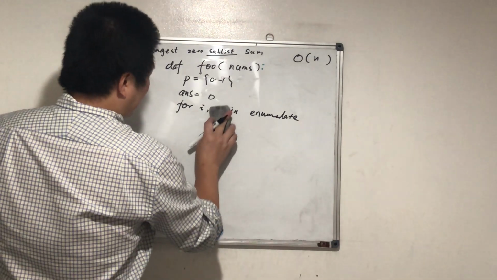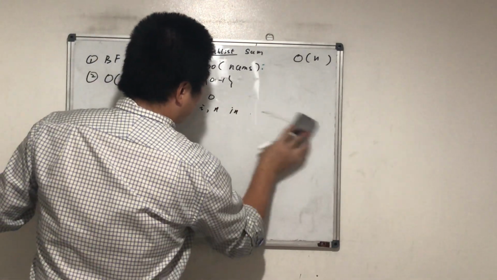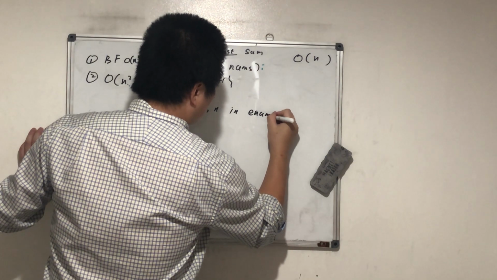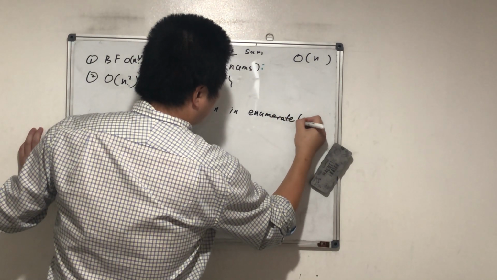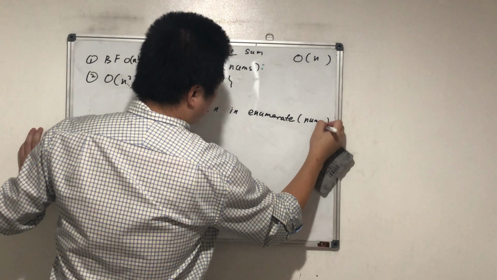Okay, so let's do this. Enumerate. I spelled it wrong. Correct. E-N-U-M-E-R-A-T-E. Enumerate. What's enumerate? Let's take a quick review.